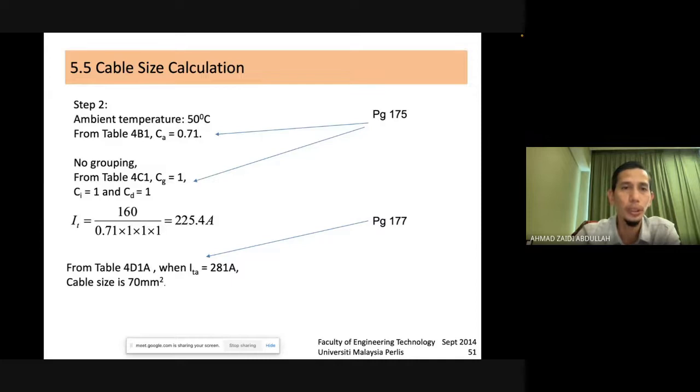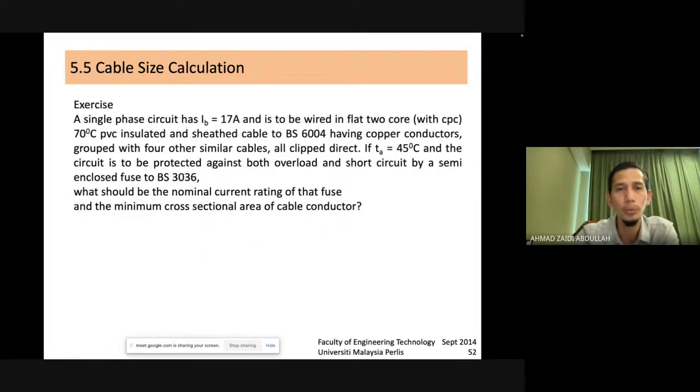So step 2, we consider the formula IT equal to IN divided by CA, and the other correction factors, CI, CG, CD and so on. First we determine CA, the ambient correction factor. They gave the ambient temperature as 50 degrees, so we refer to table 4B.